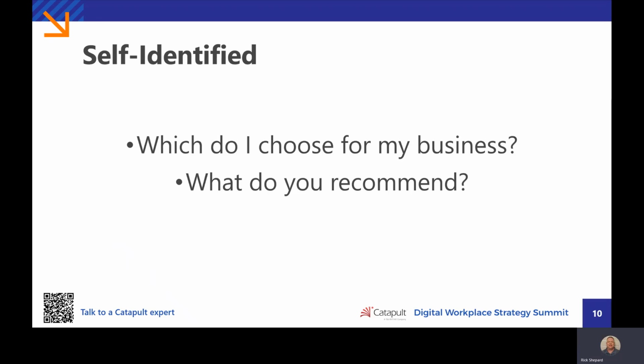What framework is best for my business? What should I choose for my business? And what do you recommend? The first question really depends on many factors.